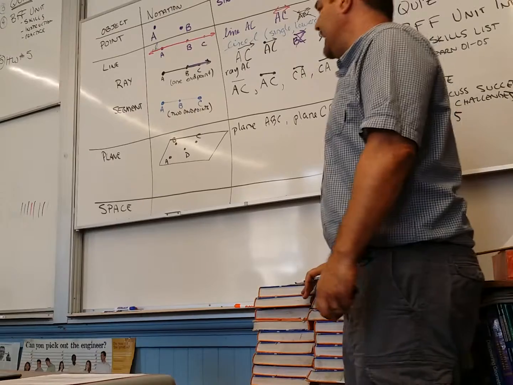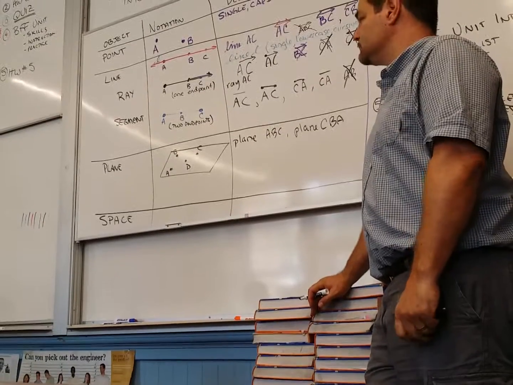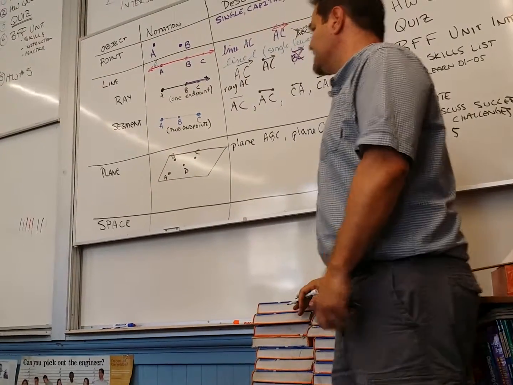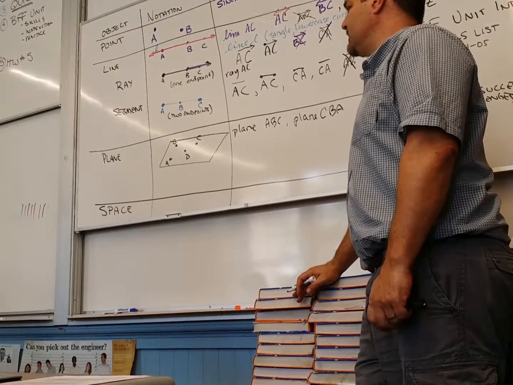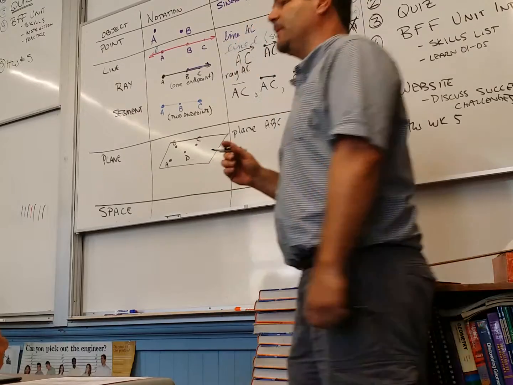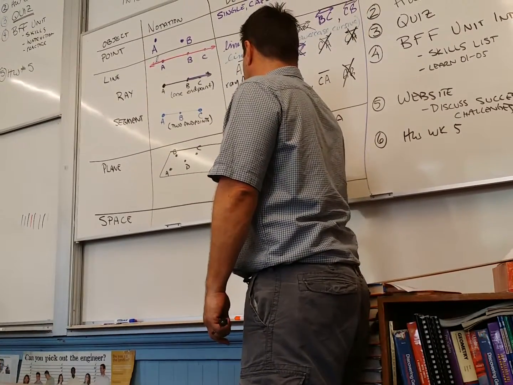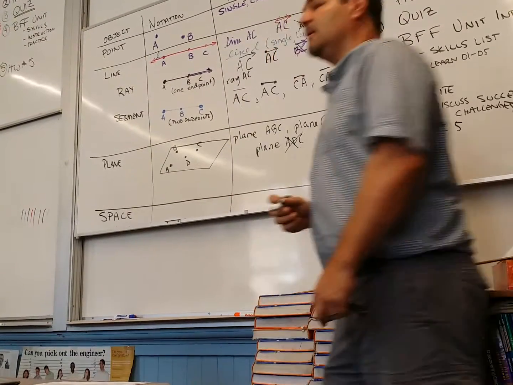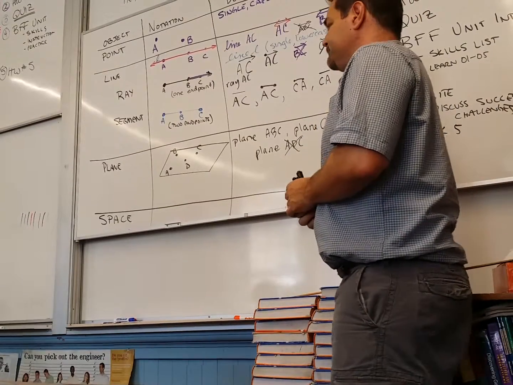Could I do plane ABD? Yeah. ABD, are those non-collinear? Sure, that'd be fine. Could I do plane CBD? Or CDB? Okay. Which one could I not do? Which would not be an acceptable plane description? Tessa? ADC. Good. Plane ADC would not work because they're collinear. It doesn't describe explicitly this one plane.